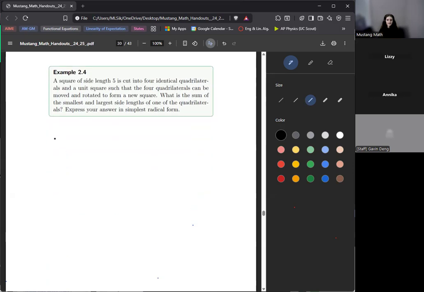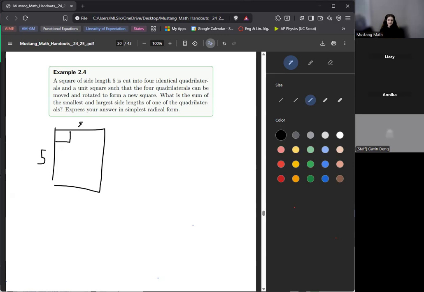So, square side length 5. Oh, this is nice. We haven't seen geometry in a little bit. It's cut into 4 identical quadrilaterals and a unit square. Okay, so not uniform, such that the 4 quadrilaterals can be moved and rotated to form a new square. What is the sum of the smallest and largest side lengths of one of the quadrilaterals? So we want it in simplest radical form.